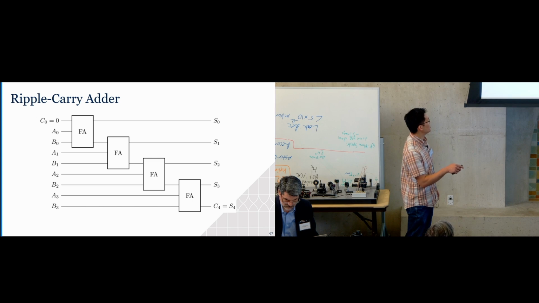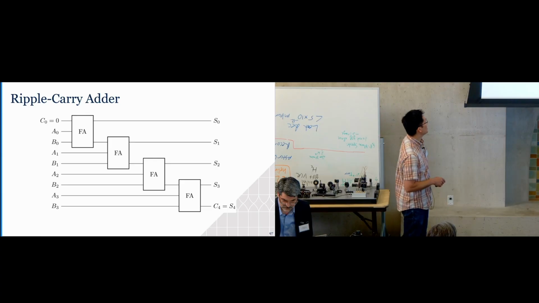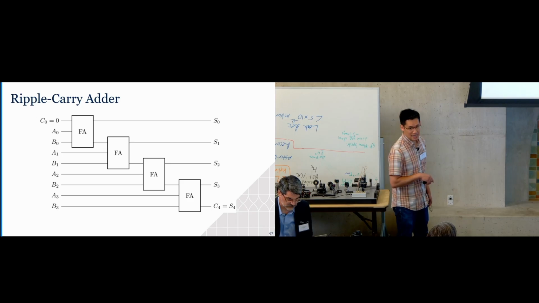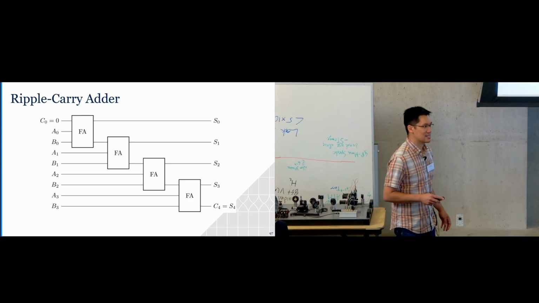With the next 2, you get the next bit of the sum. The next carry out becomes the carry in for the next full adder. Added with the last 2 bits, you get a bit of the sum, and then the final carry is your leftmost bit of the sum. And so by stringing these full adders together, you're able to generate your sum. So this is one way that you might do it classically.